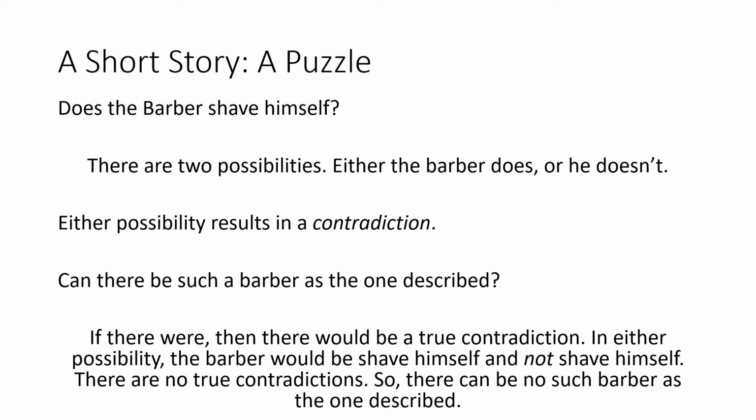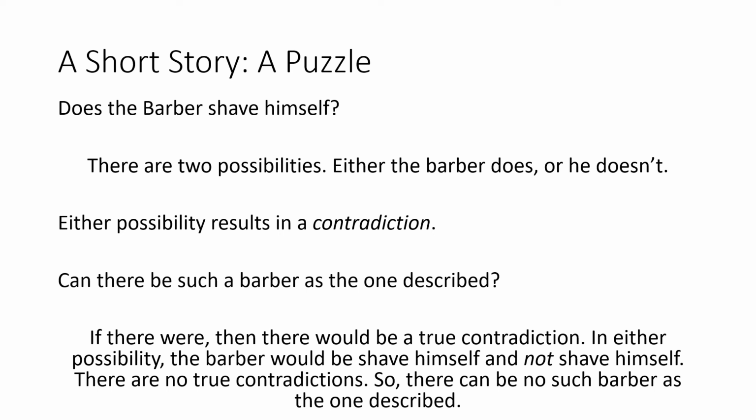Right, so here's the point written out at the bottom. If there were such a barber in a town as the one described, then there'd be a true contradiction. In either possibility, the barber would shave himself and not shave himself. There aren't any true contradictions, so there can be no such barber in town as the one described.